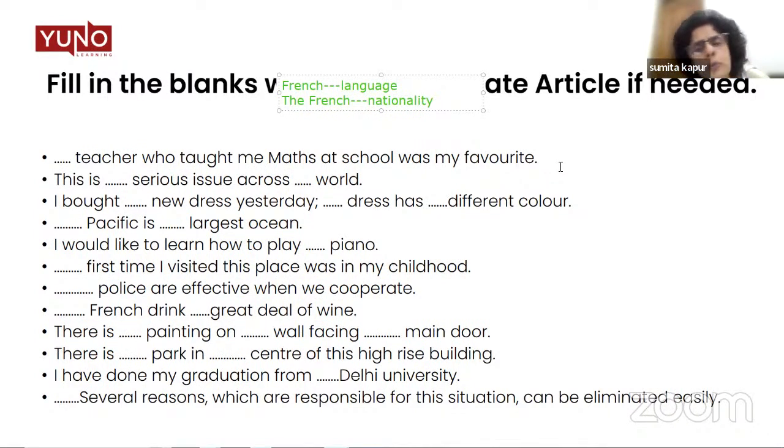I think all of you would have understood here. The logic is pretty simple and straightforward. There is a painting. We are referring to a painting for the first time. It can be any painting. And where is that painting? That particular painting is on a specific wall, and that specific wall, of course, would be facing the main door. So here the logic is pretty straightforward. There is a painting on the wall facing the main door.